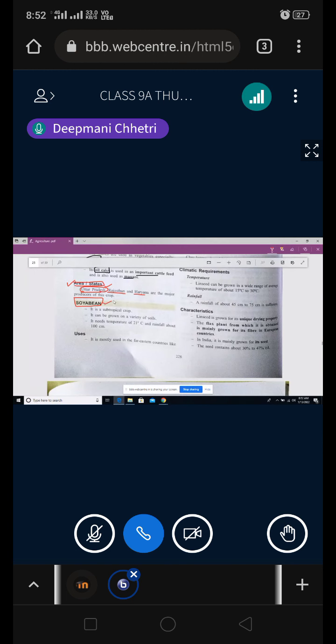Soybean. Nowadays, we know soybean nuggets, what you call Nutrela. Fortune Nutrela. Making curries and all that. It's quite good for health. It is rich in protein. Soybean is a very fine, first class protein. Protein also has classification, so we normally find first class protein in the case of soybean.